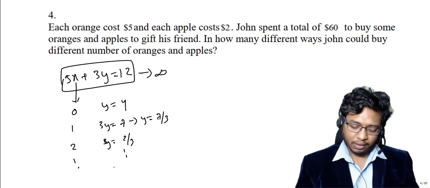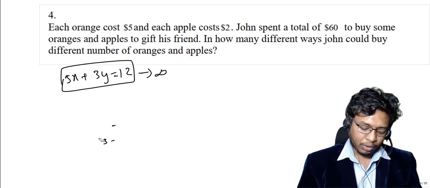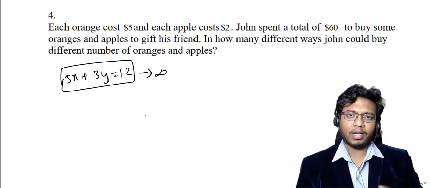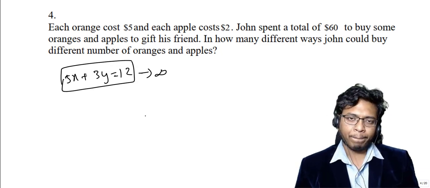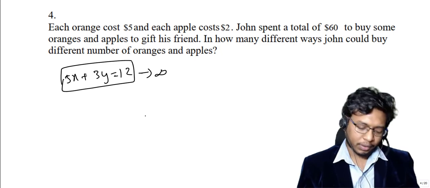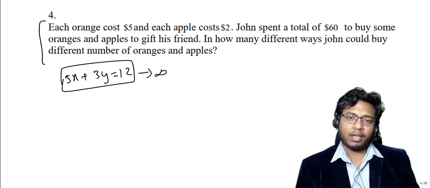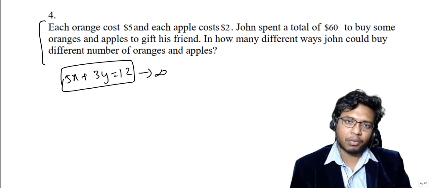So where does this end? This ends nowhere unless a condition is given. You will get only a finite number of solutions only when you are given a condition, whenever you are given one single equation with two variables. See here in this question, the condition is implicit. It is hidden in the question.